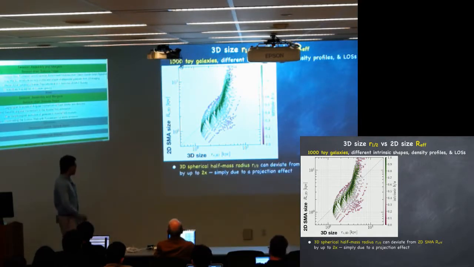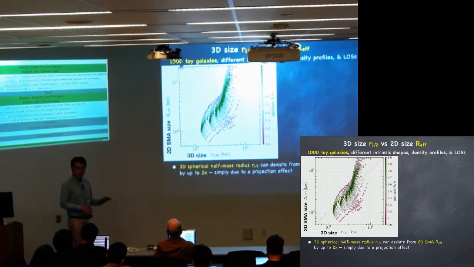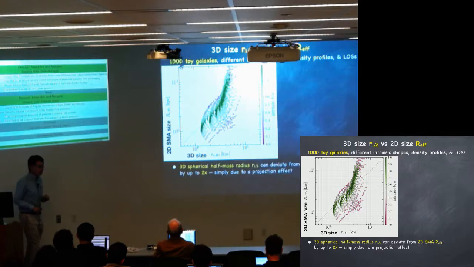So you can see that depending on the intrinsic shape, which is the color here, and depending on the line of sight, which is not shown here, the 2D size and 3D size can differ by up to a factor of 2 in either direction. And this is simply due to a projection effect. Throughout this whole talk, I will not touch the topic of mass-to-light ratio gradient. I'm talking about a purely geometric effect.